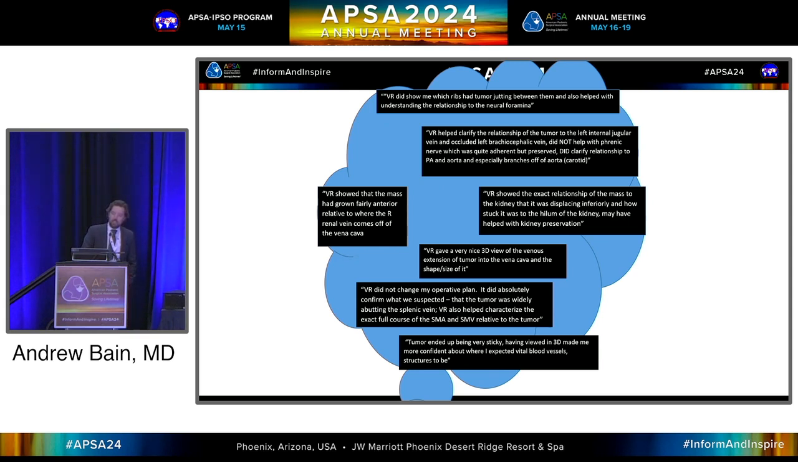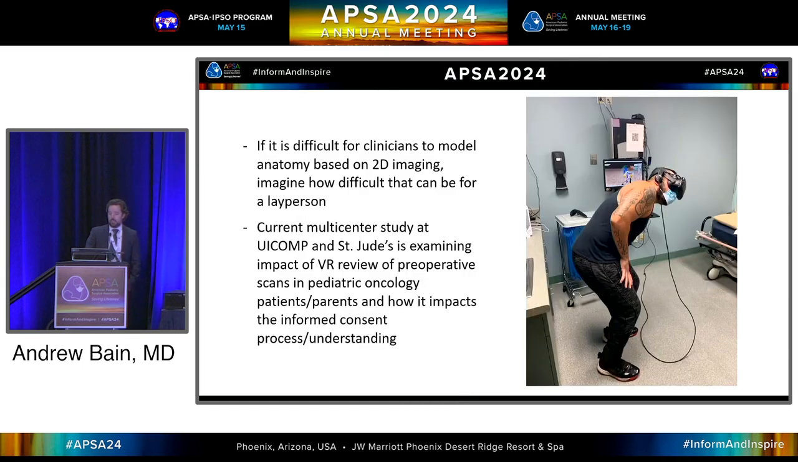And I think that this highlights a really fundamental utility of these models, that they're not necessarily different from the 2D representations, but what they can do is confirm your anatomic understanding and allow for a more shared confidence in understanding of the anatomic relationships when you're planning a case or discussing a case with family.